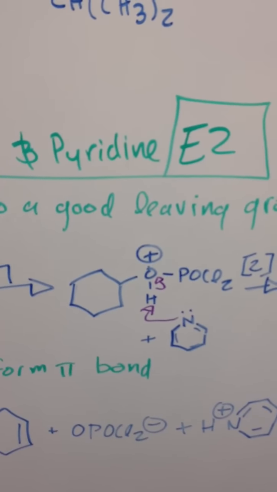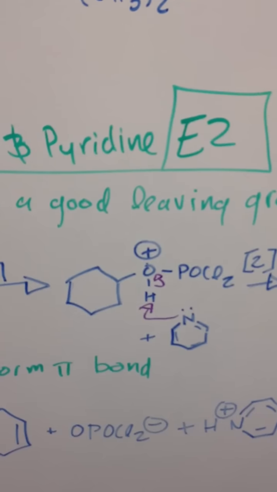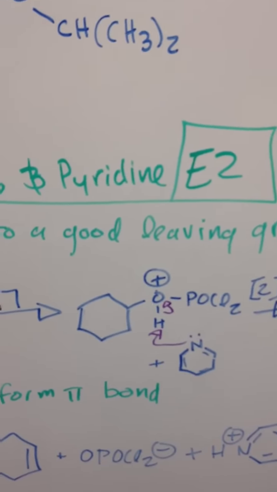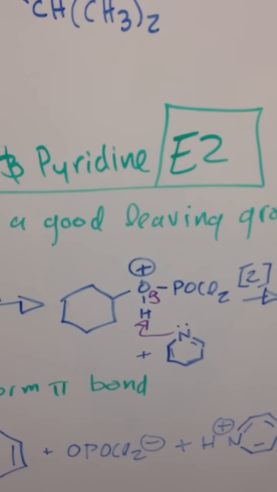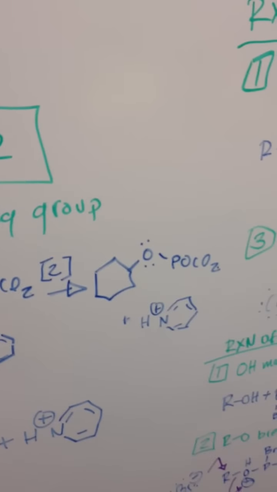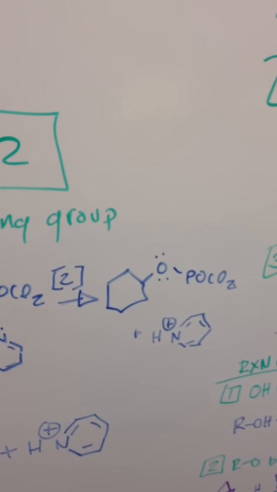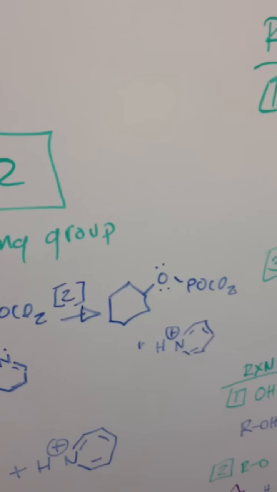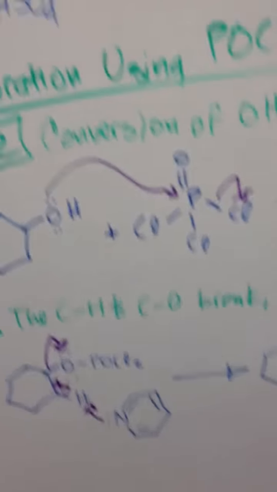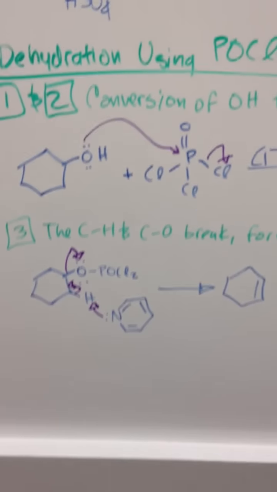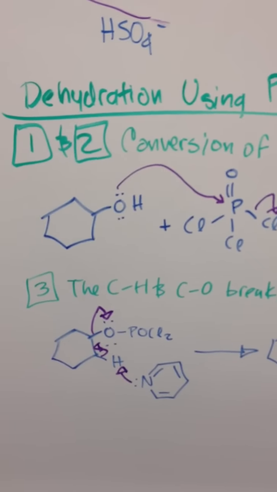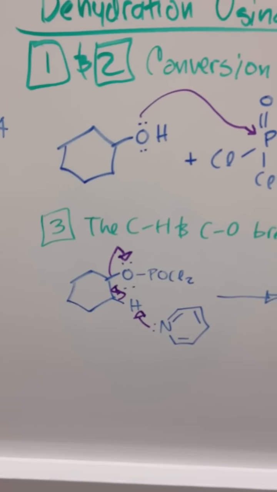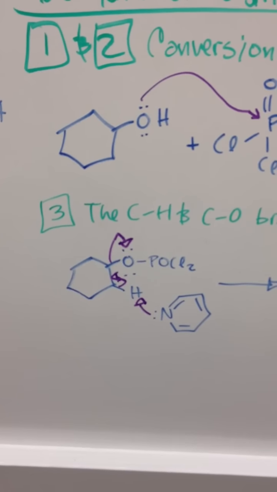Pyridine, the benzene ring with 1 nitrogen instead and a double bond, is going to come and steal the hydrogen, which is going to donate its electrons back to oxygen to give it a neutral charge. And then you're left with the pyridine and the neutral POCl2 ether complex. Then the carbon-hydrogen and the carbon-oxygen bonds break and you form a pi bond.